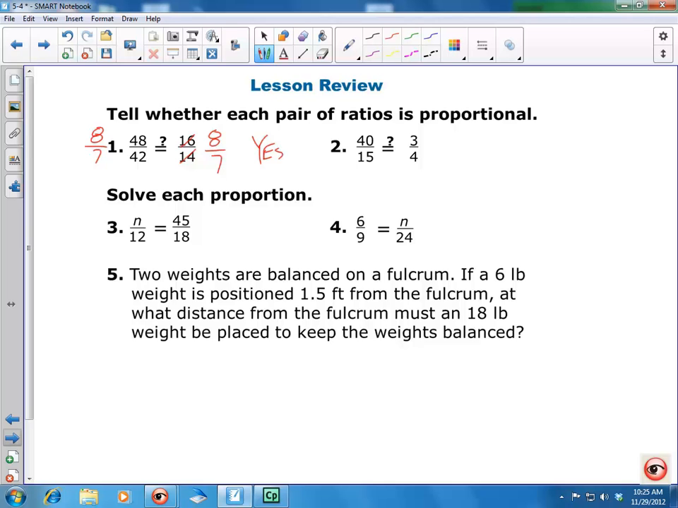Now, number 2, again, we can cross multiply on this one, but if you look at it, the first fraction, 40 over 15, that's an improper fraction. It means it has to be bigger than 1. Our next fraction is 3/4, smaller than 1. I know they don't equal each other. It's that simple. But if we cross multiply those, 15 times 3 is 45. 40 times 4 is 160. Obviously, they don't equal each other. Easy. Okay? All right, number 3.